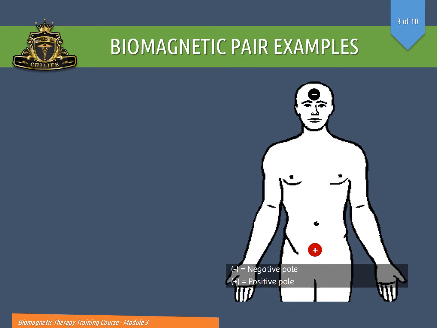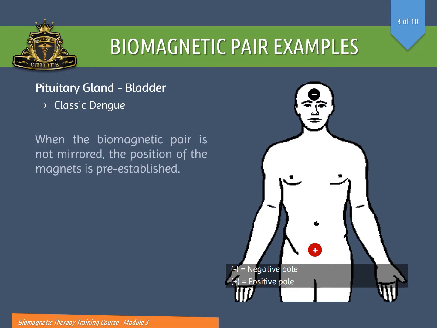This is a pituitary gland-bladder pair. As I explained before, in every biomagnetic pair, the negative pole of the magnet should always be positioned on the right side of the body, and the positive pole on the left side of the body. In cases like this one, where the biomagnetic pair is not mirrored, the position of the magnet poles is pre-established.